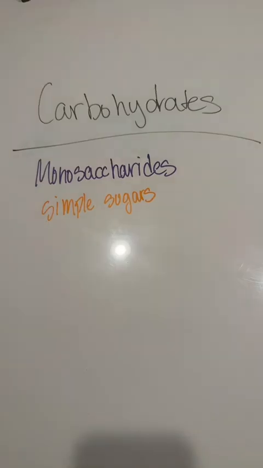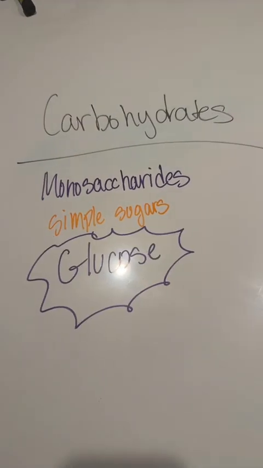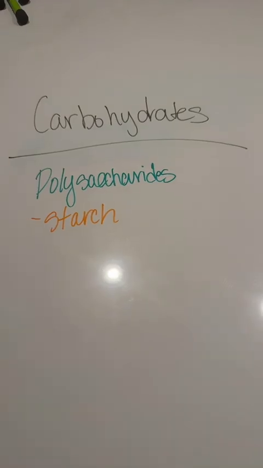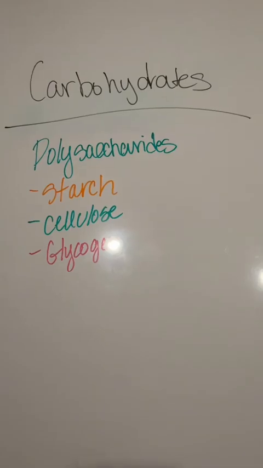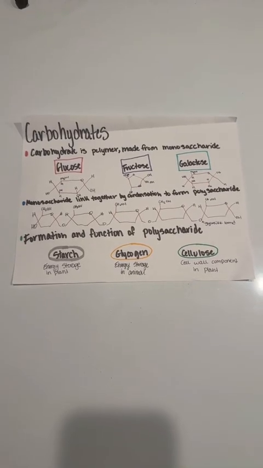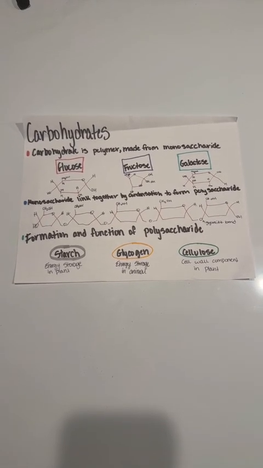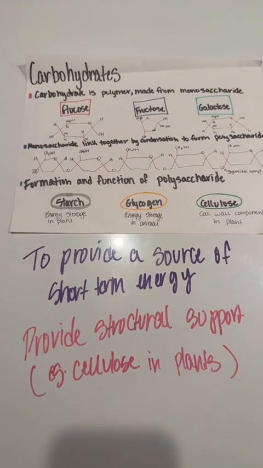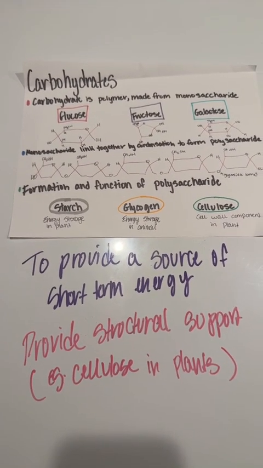Monosaccharides are simple sugars such as glucose. Examples of polysaccharides are starch, cellulose, and glycogen. As stated by Medline Plus, carbohydrates' primary purposes are to provide a source of short-term energy and provide structural support, such as cellulose in plants.